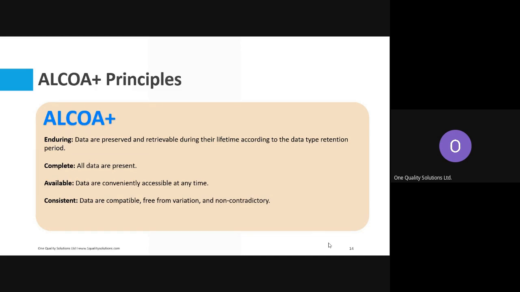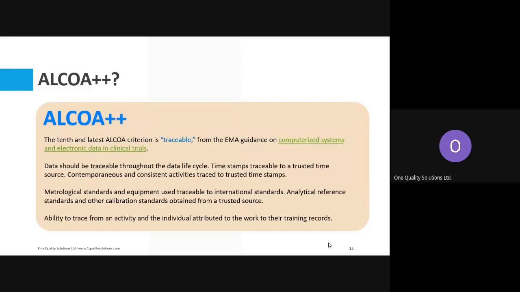And next one is consistent. We need to apply the data integrity principles all the time in all documents consistently. Okay, and we can go to the next slide, please.